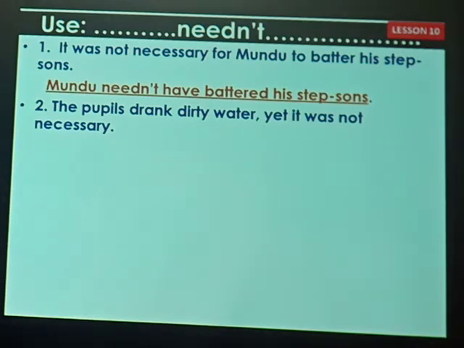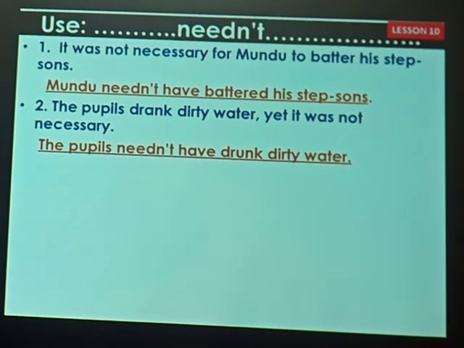When you're told to use needn't in such a sentence, which is in the past, we have to blame the doer. And here the doer are the pupils. So we shall say, the pupils needn't have drank dirty water. When you analyze that sentence, you will discover that drunk we have in this case has letter U. Why? It is followed by have, which is a helping verb, which must change the verb to its past participle form. The pupils needn't have drunk dirty water.